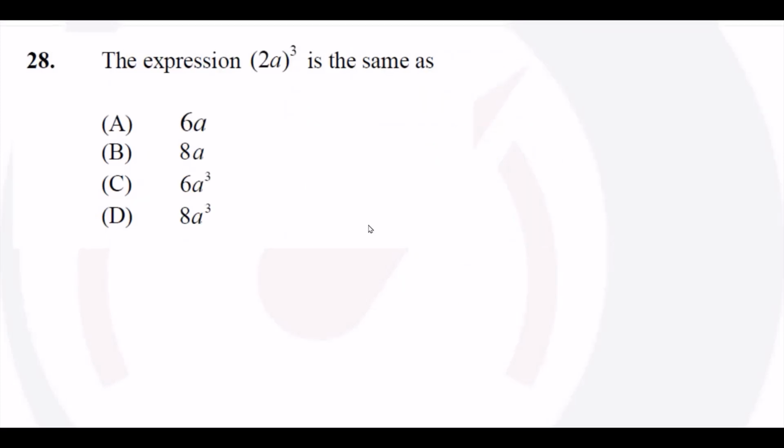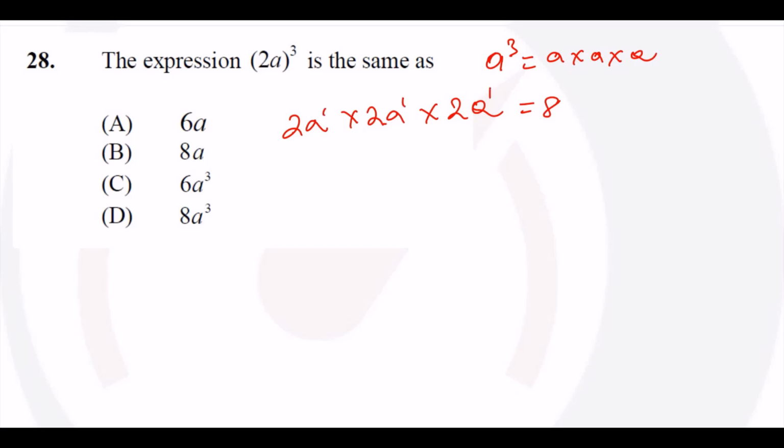The expression 2a cubed is the same as, now remember, cube means a times a times a. Now 2a cubed is 2a times 2a times 2a. So 2 2s are 4, 4 2s are 8. We have a to the 1, a to the 1, a to the 1. And when you're multiplying with the same base, we add the powers, so we get a to the 3rd power. So our answer is going to be D. Be very careful of leaving out the power.